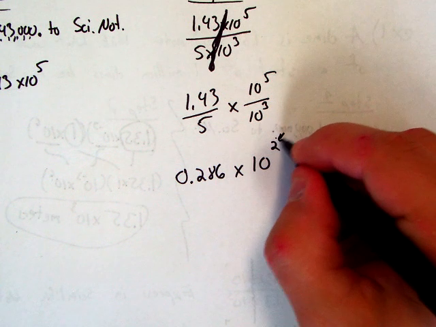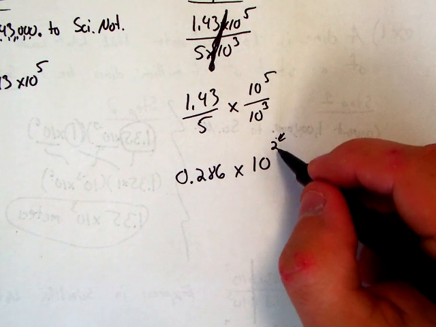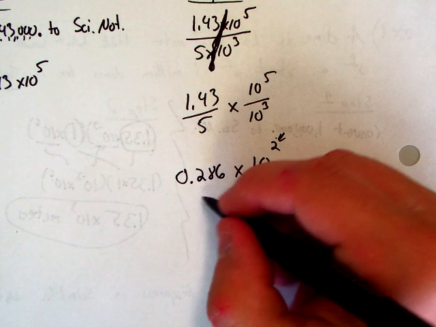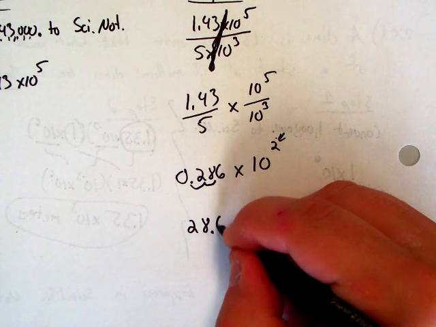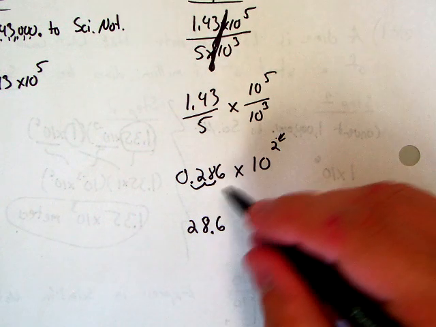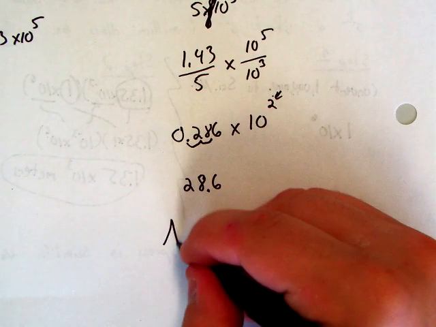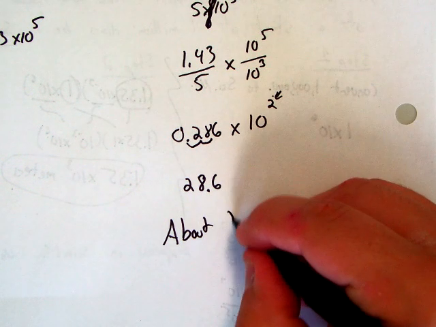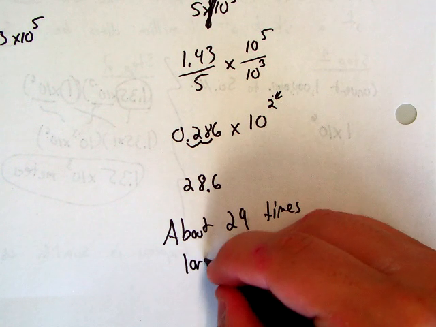So what I would do is this number here, the exponent, tells me how many places I move it. So I move it 2 places. It's positive to the right. So this number right here is really 28.6. And I'm going to actually leave it like that, because this number makes a lot of sense. It's about 29 times larger.